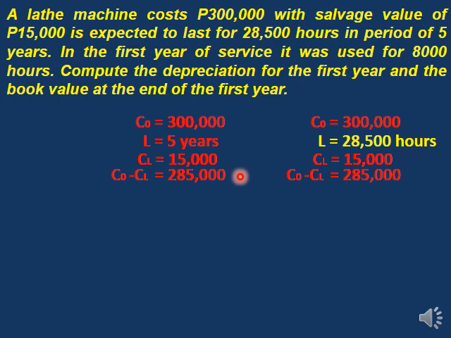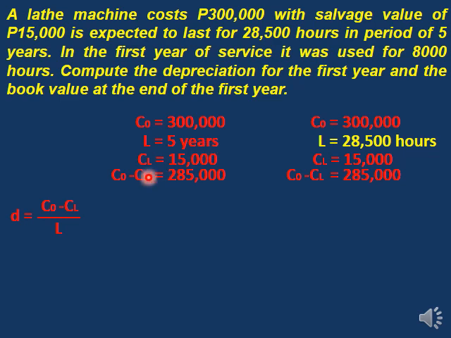Since the problem also mentioned that the machine can last for 28,500 hours of work, we can also use this analysis. The cost of the machine now is 300,000. Its life based on the working hour method is 28,500 hours. The scrap value is 15,000, meaning the cost of service is 285,000. As you can see, we have different lives here in terms of working hours and in terms of years. We will illustrate the difference and compute the actual book value.